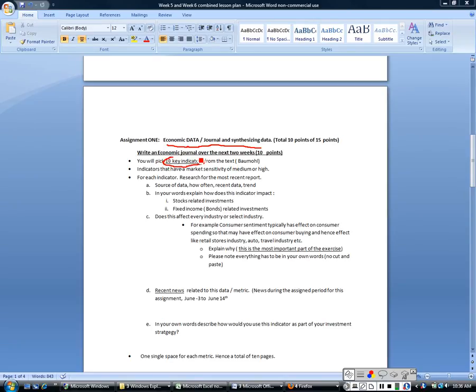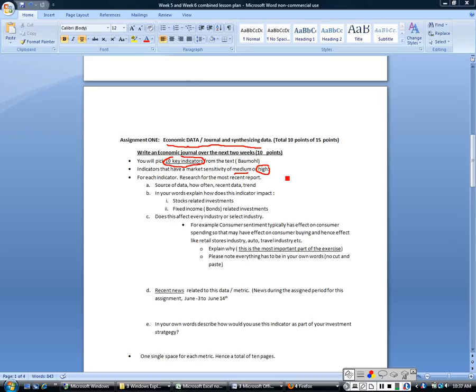You choose what they are from the text, and there are obviously many of them. But you want to pick ones that have high, or some are even higher, but no lower than medium. The higher the better. So what do I mean by that? For example, anything to do with the employment data is so important that if you read the book, it will say the market sensitivity is very high. That means if the unemployment situation gets worse, people spend less money, and hence it's going to start to affect the businesses, and drive the stock market down. So that is really, really important.